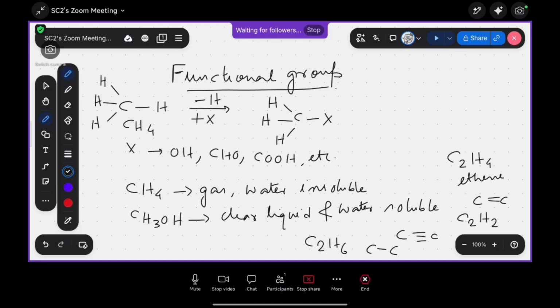So what do we get? We get something like this, CH3X. Now this X can be any group. You have different types of functional groups which I will be discussing in this class. See, X can be OH, the alcohol functional group, or the aldehyde functional group, or the carboxylic acid functional group, etc. There are many functional groups.